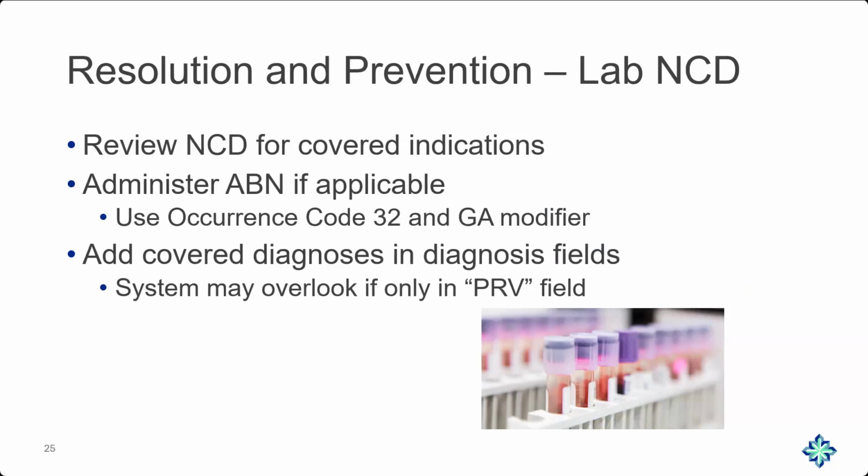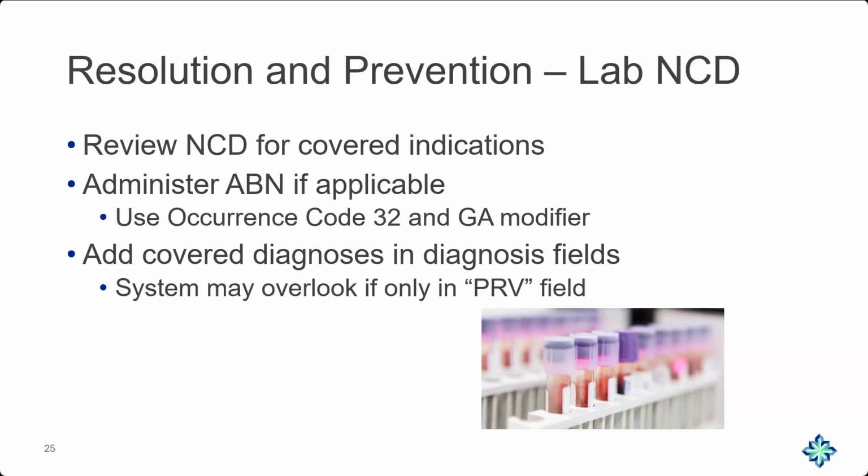So what you can do to investigate, correct, and prevent this is number one, to review the NCDs for the covered indications for the test that you're providing. If the test is covered by Medicare, but not for the indication the patient has, and you're fairly certain that Medicare will deny it, consider giving the patient an ABN so they can decide if they still want to receive the test and accept that they will have to be financially responsible for it. If you do, be sure to code your claim correctly.